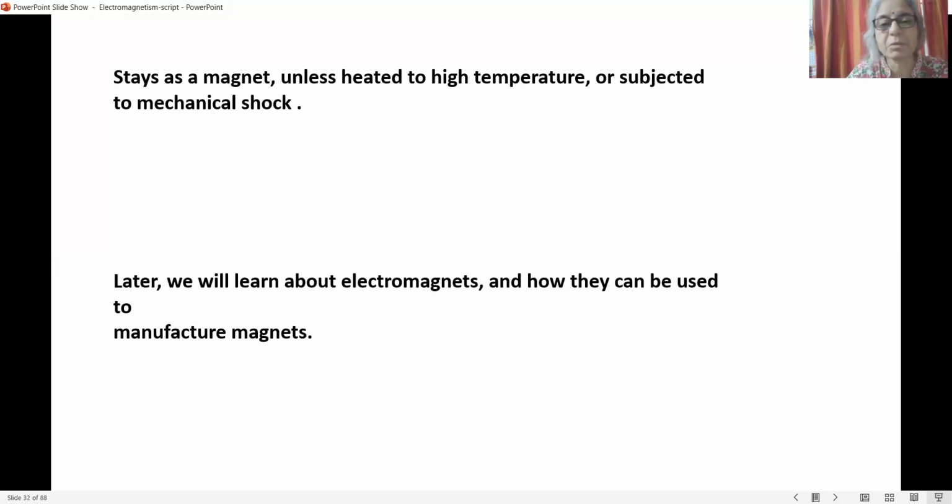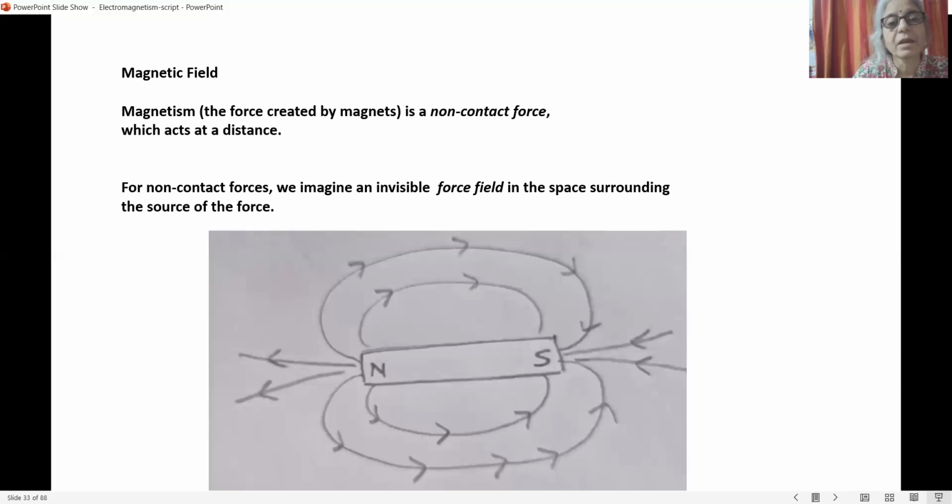So after we learn about electromagnets, we will see how magnets can be manufactured. Okay, so the next thing we need to know about magnets is about the magnetic field.